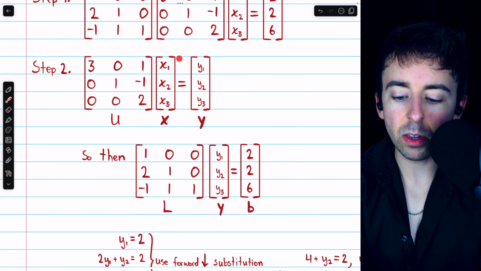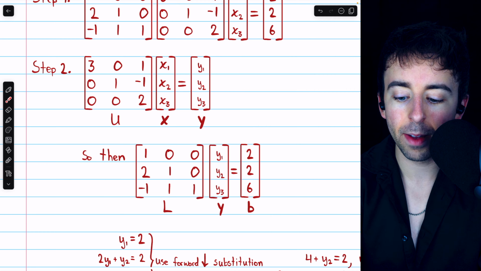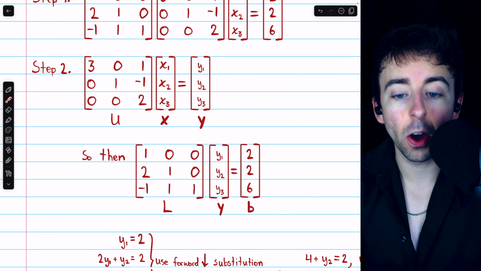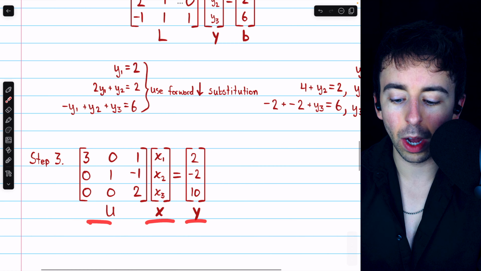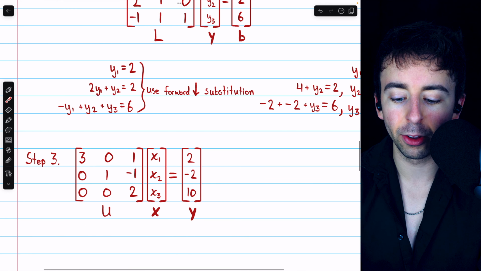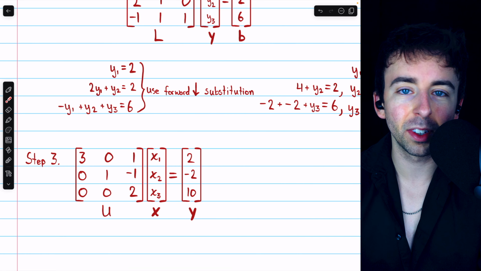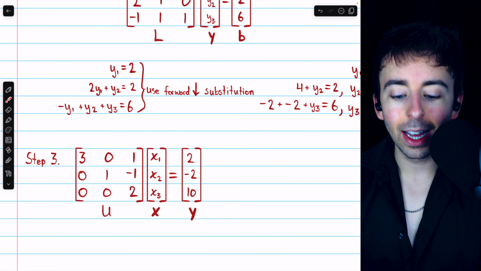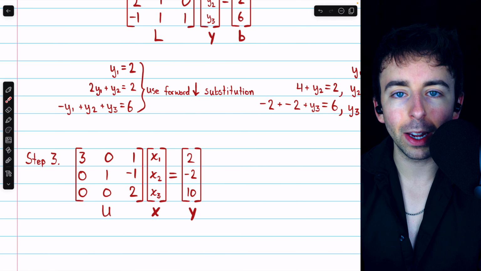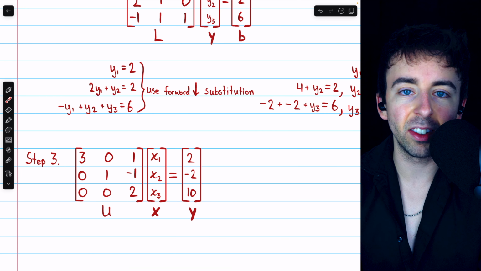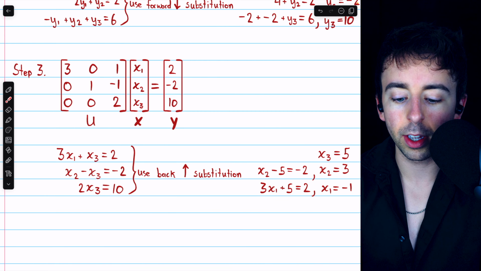Finally, in step 3, we take this equation that defined y, U times x equals y, and replace y with its known values. We just solved for all of those values. And now we can solve this system for x, the variables that we're actually trying to find. Again, this is easy because we have an upper triangular matrix as the coefficient matrix, and thus we can solve this using back substitution. It's just like forward substitution, but going the other direction.